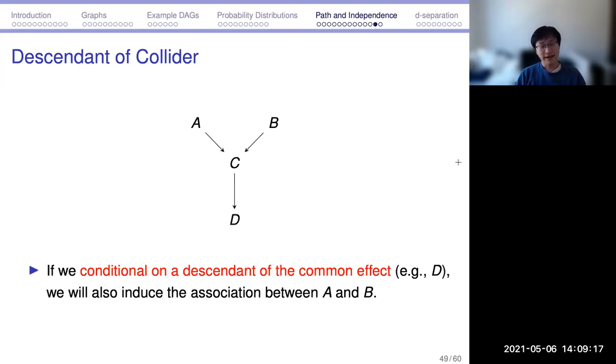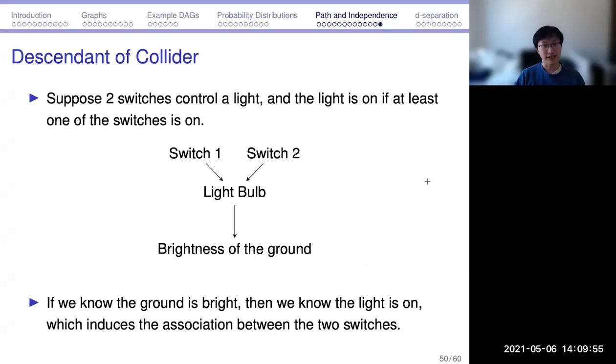Now a generalized version is that, for example, let's look at this graph. We have A and B colliding on C, and C has a descendant D. It turns out that if we condition on a descendant of C, in this case D, then this would also induce the association between A and B. So even though we're not conditioning on C, if we're conditioning on a descendant of C, we also induce correlation between the two. Why that is the case, let's again look at this example.